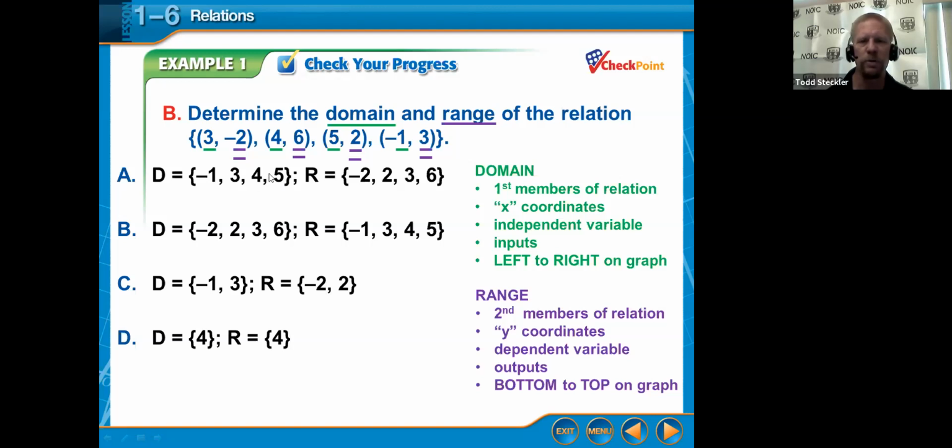Only those 4 numbers. And then the range are the double underlined purple numbers, the y's or the second members. Those numbers are -2, 6, 2, 3, and again, we want to put them in order from least to greatest. So that would go -2, 2, 3, and 6. So the correct domain and range would be letter A.